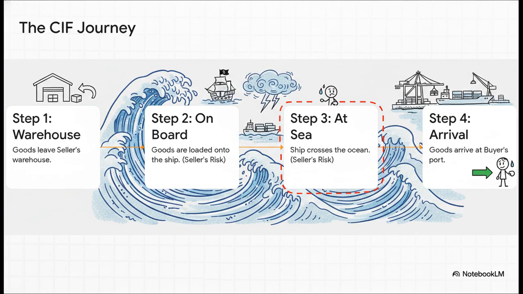Now look at the CIF journey. See the difference? Through steps 2 and 3, when the goods are getting loaded and while they're crossing the big wide ocean, the risk stays firmly with the seller. The seller is the one biting their nails worrying about storms or pirates. It's only at the very, very end, in step 4, when the ship has finally arrived at the destination port, that the risk finally transfers over to the buyer.